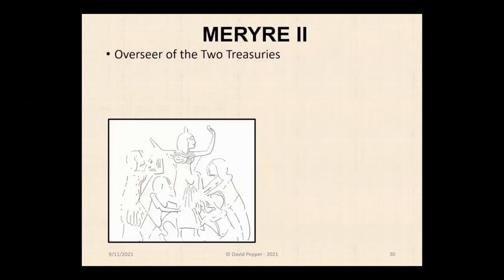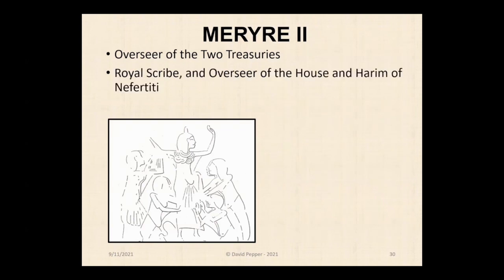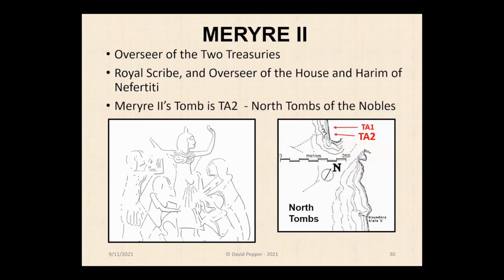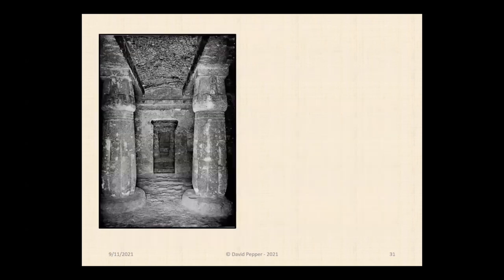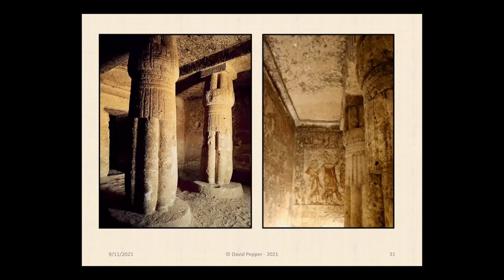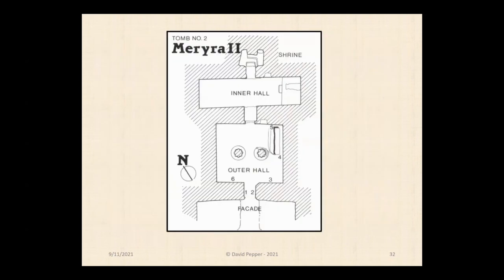Mary Ray, called Mary Ray II by Egyptologists, was the overseer of Akhenaten's 2 treasuries. He was also a royal scribe and overseer of the house and harem of Nefertiti. His tomb, TA2, is right next to Huya's. This is Davies' photograph of the outer hall of Mary Ray II's tomb. And here's 2 modern photos. Here's a plan of Mary Ray's tomb. The Durbar scene is found just after entering on the right-hand wall, numbered 4 on this plan. In Mary Ray's depiction, the Durbar is already underway.